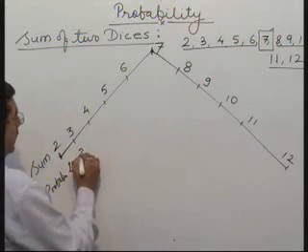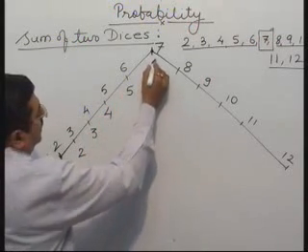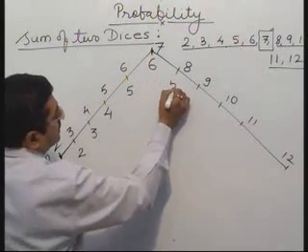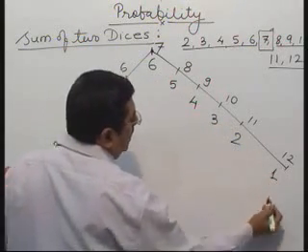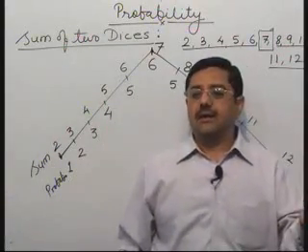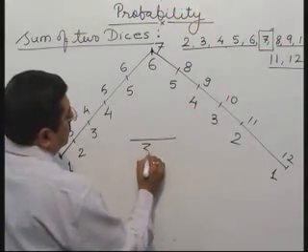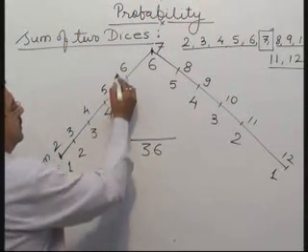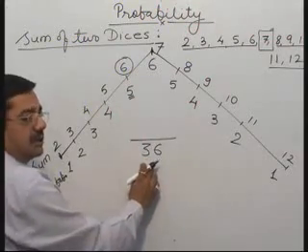Then write 1, 2, 3, 4, 5, 6. Then reduce it: 5, 4, 3, 2, 1. The best way to memorize. If it is asked, what is the probability of getting sum 6? Simply, the answer is 5 by 36.